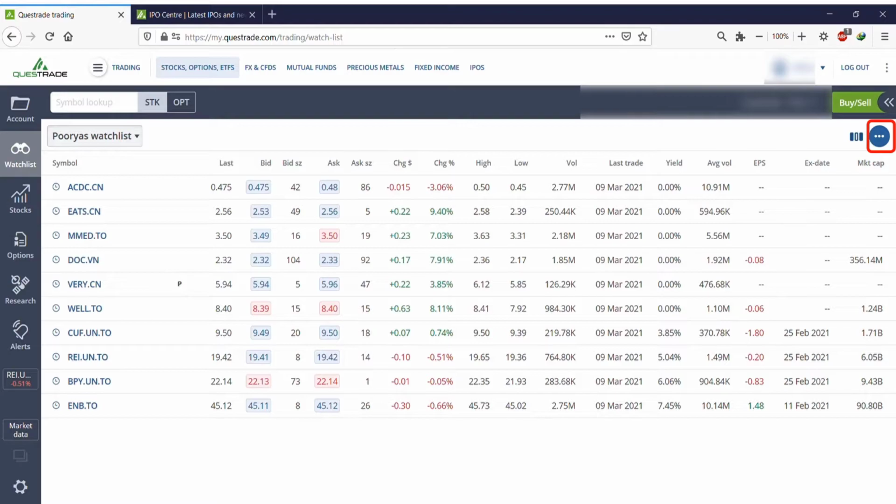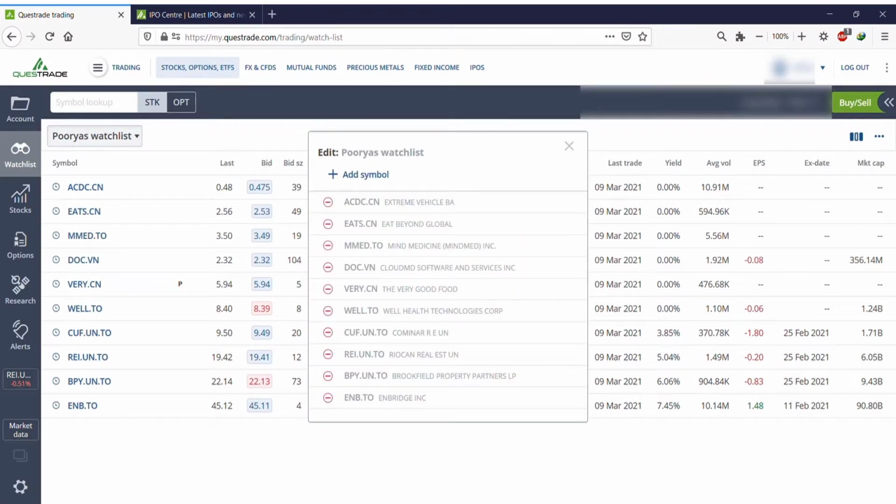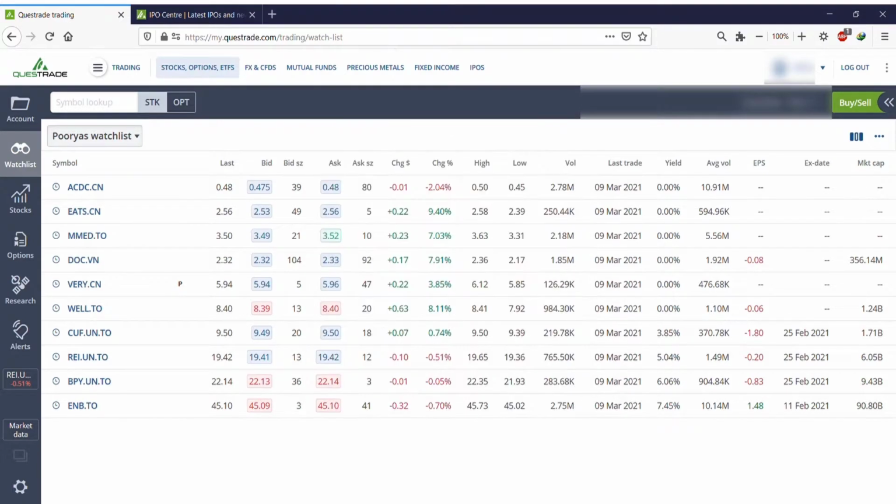If you click on these three dots, you can manage watch list, or you can edit this watch list. When you click on edit this watch list, you can only add symbol. There's no way for you to change the location or the position of your watch list. So that's why I don't use Questrade's watch list. I have the stocks app on my iPhone. That is one of the reasons, it's ridiculous. It doesn't allow you to move your stocks.